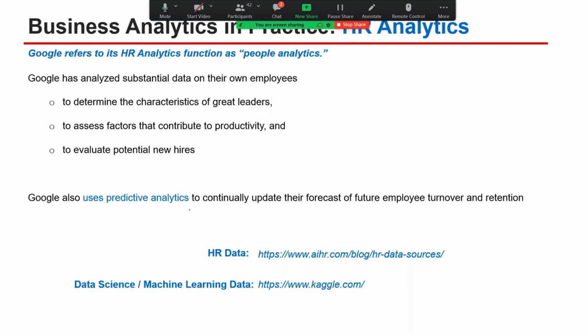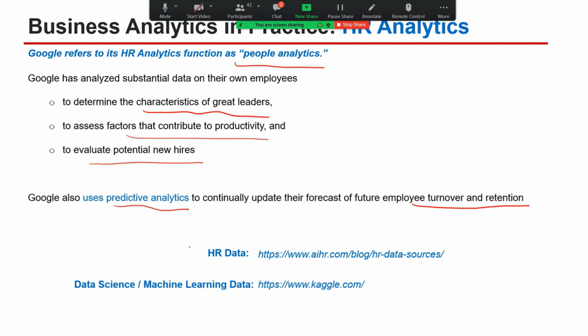If we see analytics in terms of HR, here I am giving you an example. Even Google is using analytics and they call it HR analytics. By calling it HR analytics, they are focusing on the people analytics terminology. They use these analytics to identify the characteristics of leaders, and to identify the factors that contribute towards productivity. They are evaluating the potential of new hires. Similarly, they are using predictive analytics to forecast or predict the turnover rate or retention time of their employees.